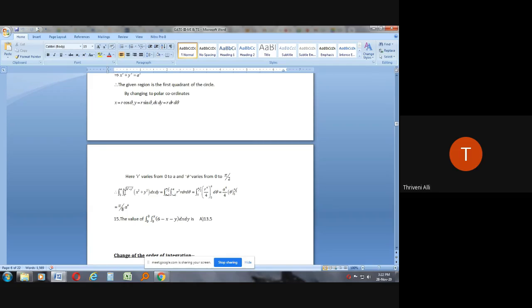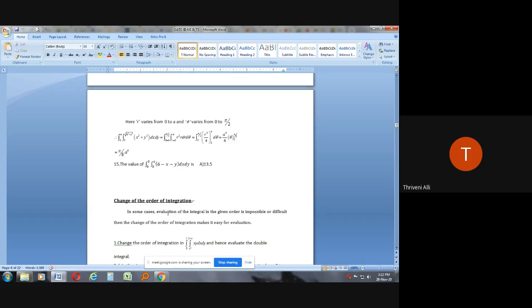So integral 0 to a, again integral 0 to root of a square minus y square, the integral function is x square plus y square dx dy. By changing from Cartesian to polar coordinates, x square plus y square is r square and dx dy is r dr d theta. r limits are 0 to a, theta limits are 0 to pi by 2. So finally we get pi a power 4 by 8. And the 15th one is left for you.